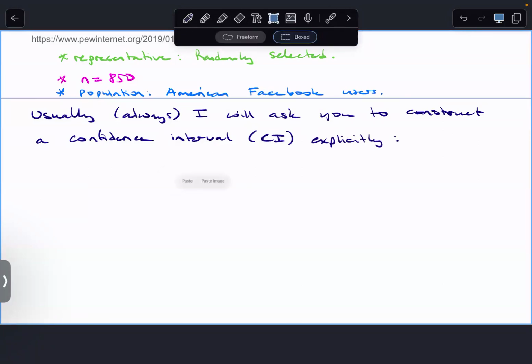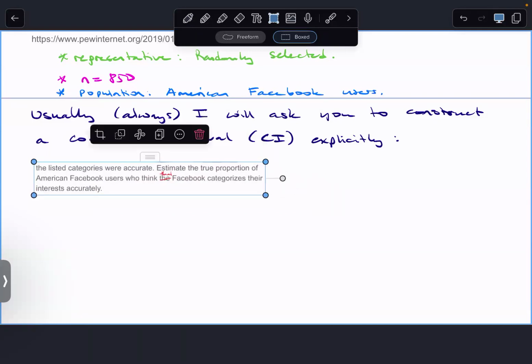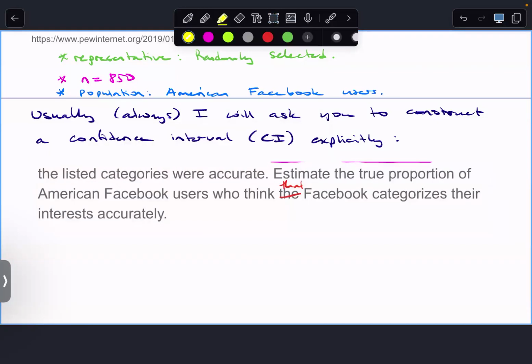So instead of saying estimate, you can ignore this. I'm going to say construct a 95% confidence interval for the true proportion of American Facebook users who think that Facebook categorizes their interests accurately. Ugh, right? But what is it saying?